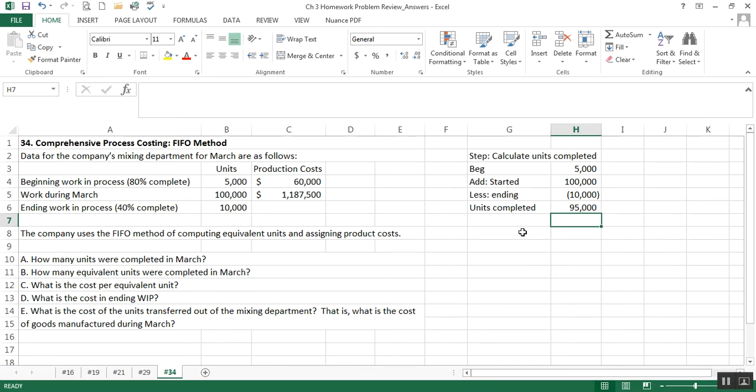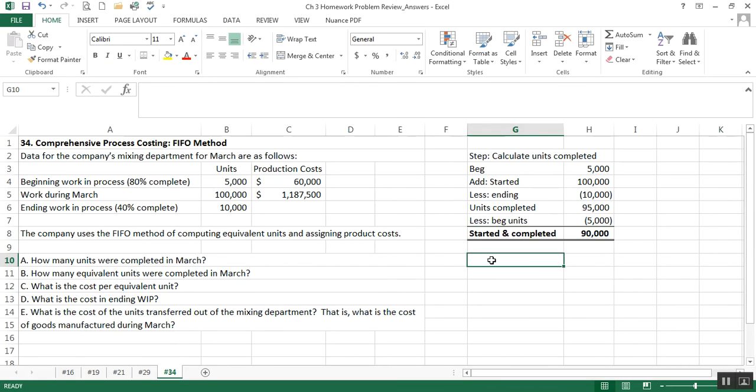Now because we're using the FIFO method, we have to exclude the beginning units. So less beginning units gives us our started and completed during the period. Okay, so it's 90,000.